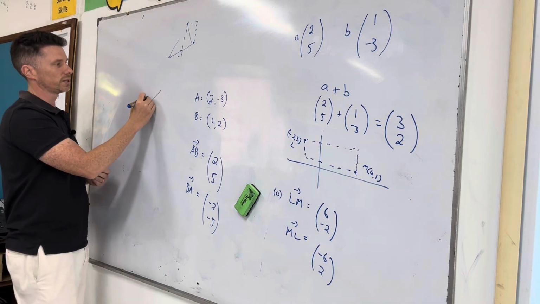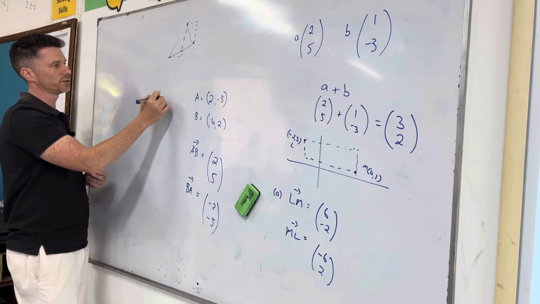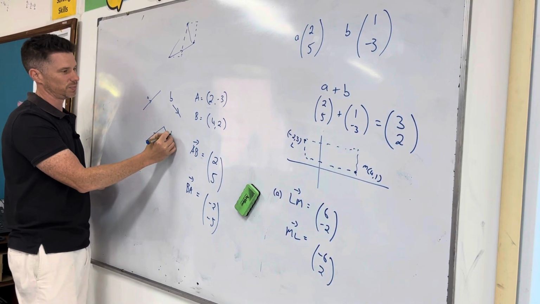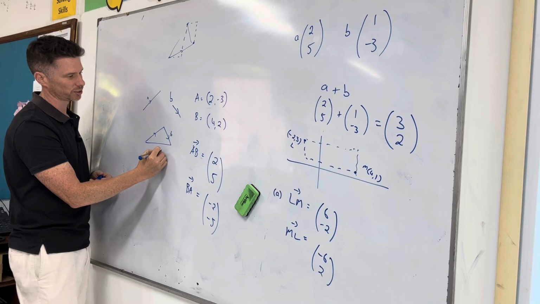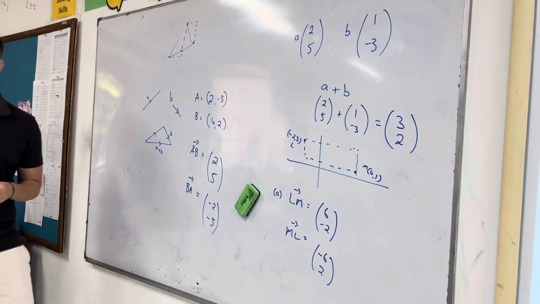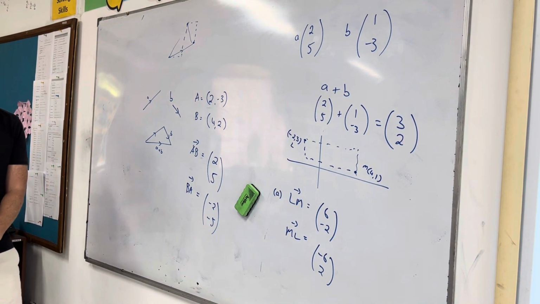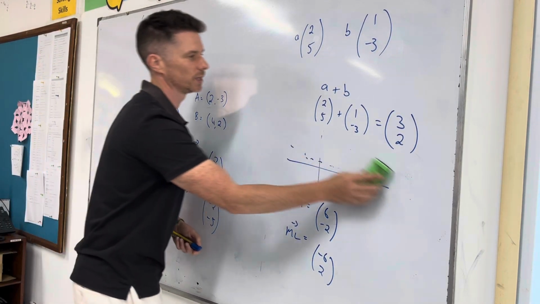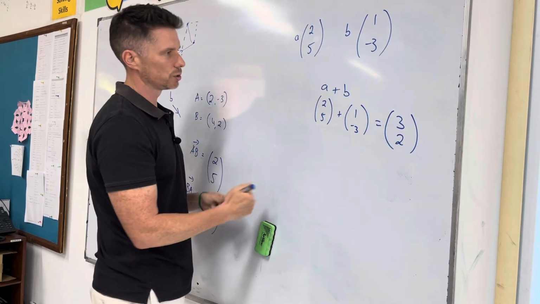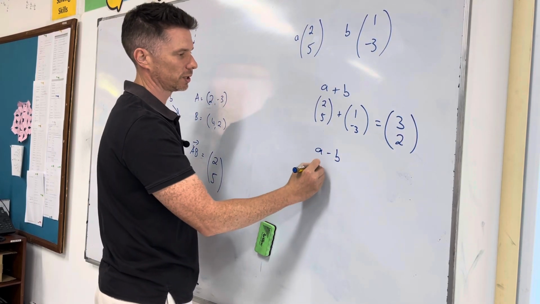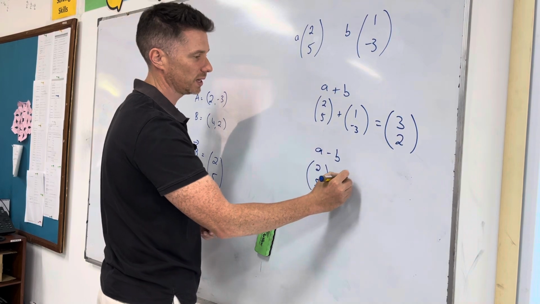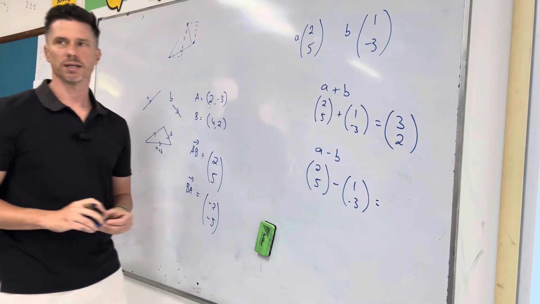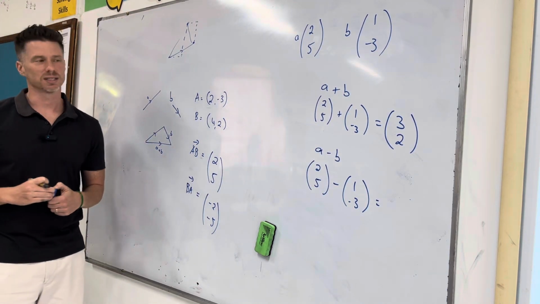So a vector A, if it's going this way, and a vector B, if it's going this way, if I add those together, A plus B, I get this vector, A plus B. If it was A minus B, what do you think it's going to be? 1, 8. Okay. So A minus B, you're looking at 2, 5, minus 1, minus 3. Is that equal to 1, 8? The answer, we hope, is yes, and it is.